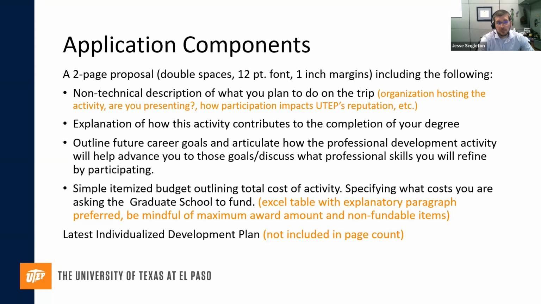And then as part of this, we'll also need a simple itemized budget outlining the cost of the activity, and specifying what costs you want the graduate school to pay for. My recommendation is an Excel table with an explanatory paragraph. And so giving me an Excel table saying, here's the cost, here's my estimates, and then indicating this is what I want you to pay for, right? And so this is, again, where students can sometimes make a mistake. They'll put all their expenses, but not indicate what they want us to pay for.